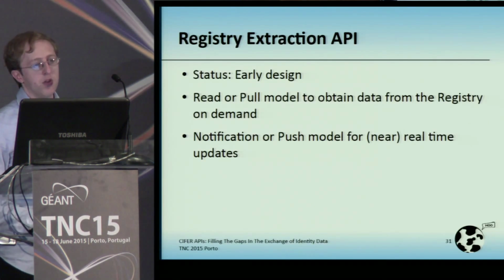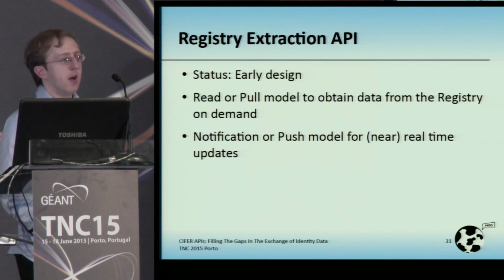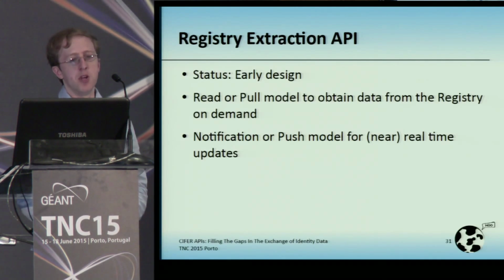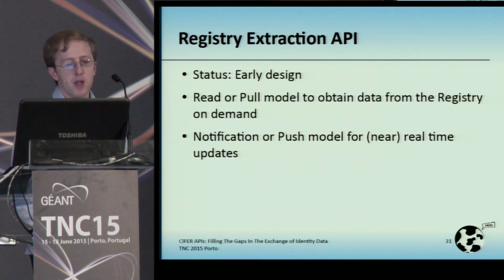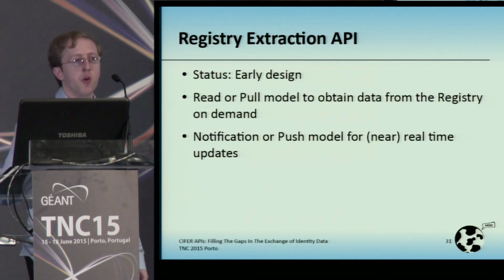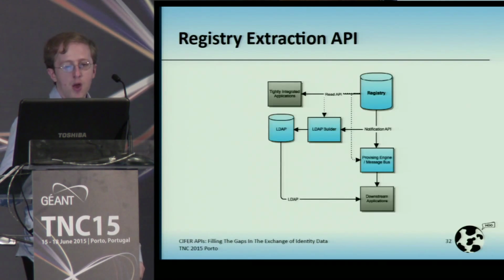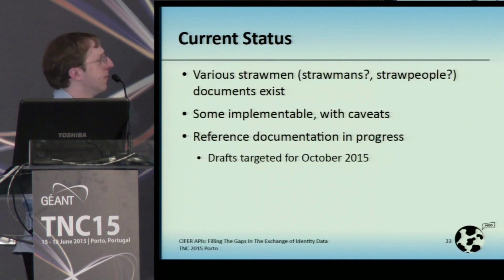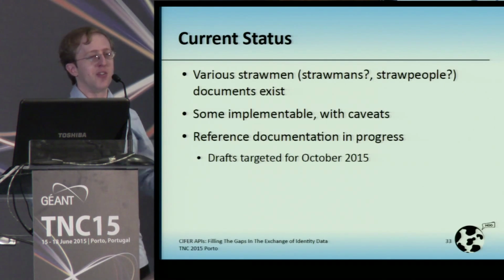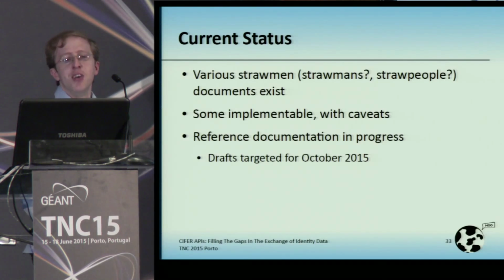Another API we're looking at is the Registry Extraction API. We love the name, but it's probably not a good name. And really, this is just a provisioning API at the end of the day. It's about getting data out of the registry and pushing it somewhere for downstream systems. That could be into an LDAP service, that could be onto a message bus, that could be directly into applications. That one only gets 2 slides because it's not very far along at the moment.